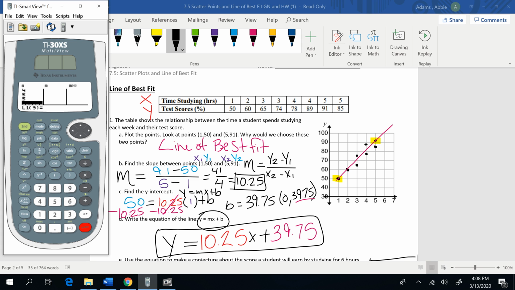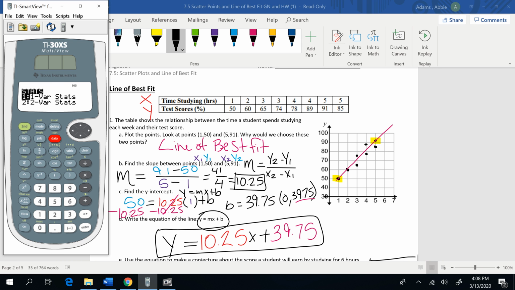Now let's talk about our y values. So go over, press the right arrow key to get into the L2 column. We're going to put our y variables in here. So we've got 50, 60, 65, 74, 78, 89, 91, and 85.